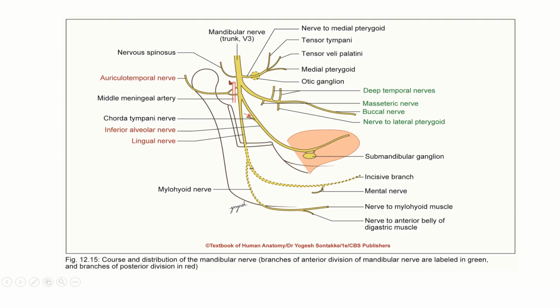You can see here, this is the main trunk which is giving a nerve to the medial pterygoid, on which lies the otic ganglion. This supplies the medial pterygoid, tensor veli palatini and tensor tympani, and there is the nervus spinosus, which passes through the foramen spinosum and supplies the dura mater.